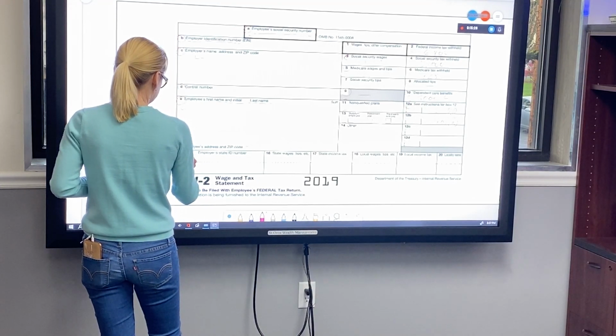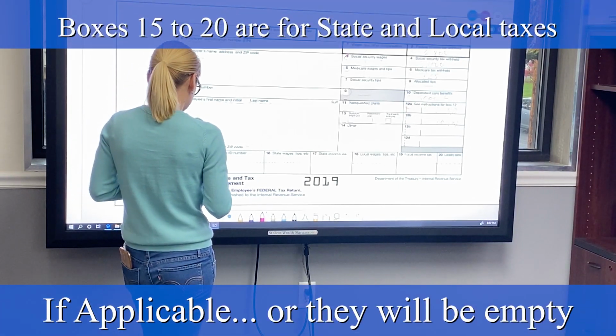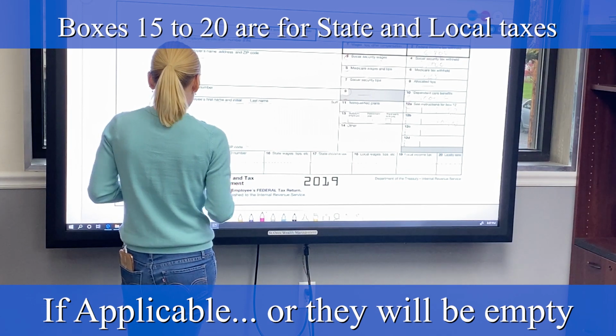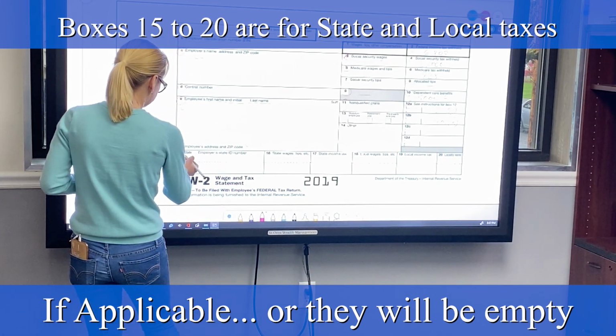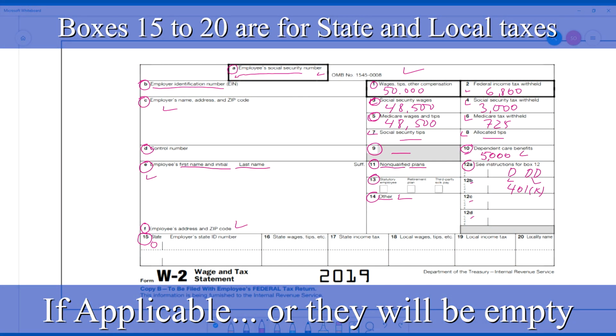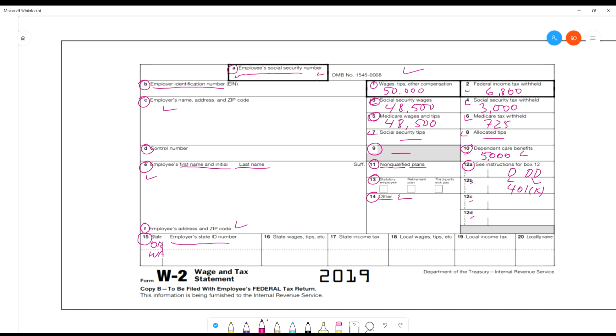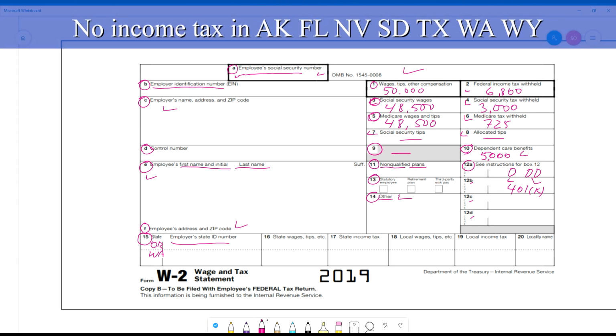Box number 15 is pretty much straightforward, and will include the abbreviation for your state. Say it will be Oregon or Washington. And it will include the employer state ID. If you have income state tax in your state, you will see the employer state ID number. If you're a resident of Washington or Alaska, the odds are you're going to have the state abbreviation, but the state ID number box will be blank.